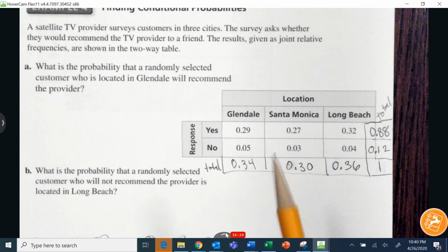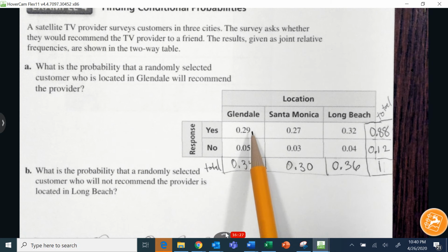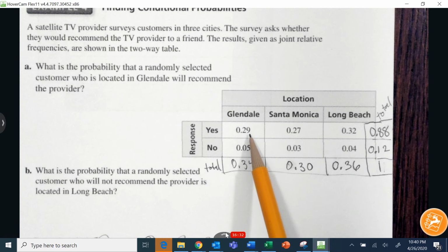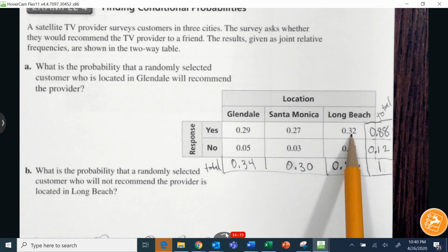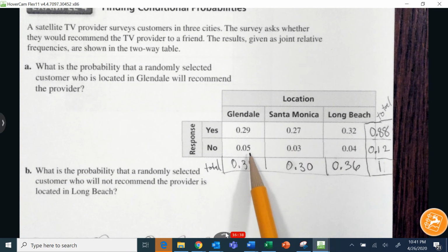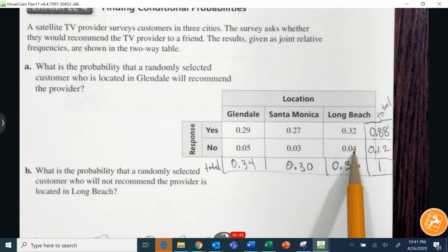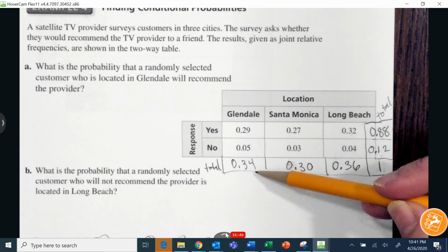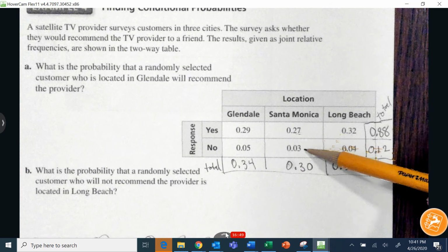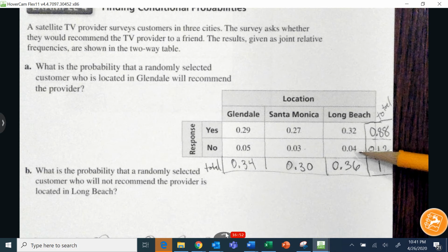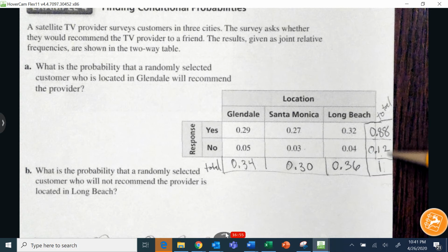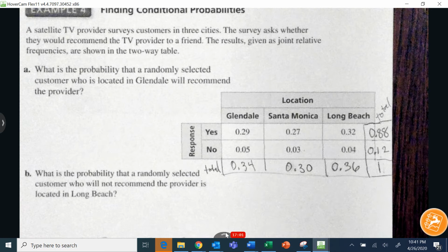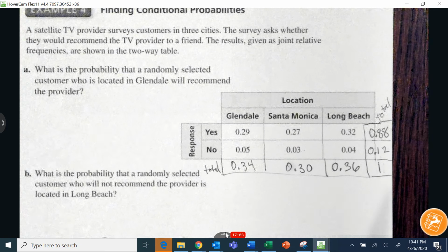Again, I went and found the marginal relative frequencies so that I could answer one of these questions over here. So I just added 0.29, 0.27, and 0.32 together to get the total 0.88. I added 0.05, 0.03, 0.04 to get 0.12. And then I also added the columns: 0.29 plus 0.05 is 0.34, 0.27 plus 0.03 is 0.3, and 0.32 plus 0.04 is 0.36. If I add the totals of the rows or the totals of the columns, I will get 1. So that's how I know that I have these totals written correctly.